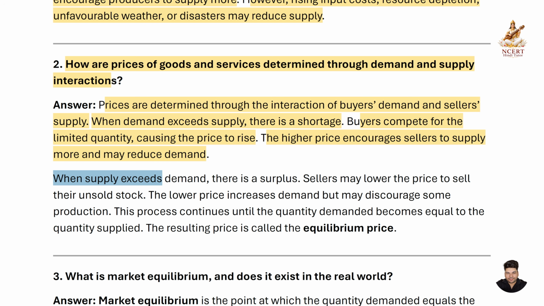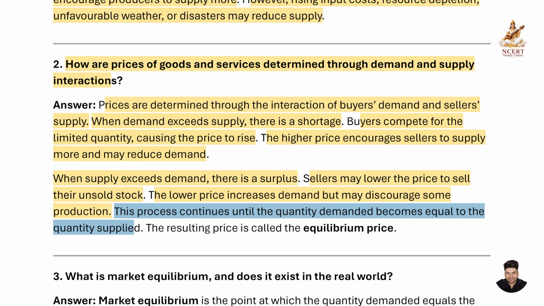When supply exceeds demand, there is a surplus. Sellers may lower the price to sell their unsold stock. The lower price increases demand but may discourage some production. This process continues until the quantity demanded becomes equal to the quantity supplied. The resulting price is called the equilibrium price.